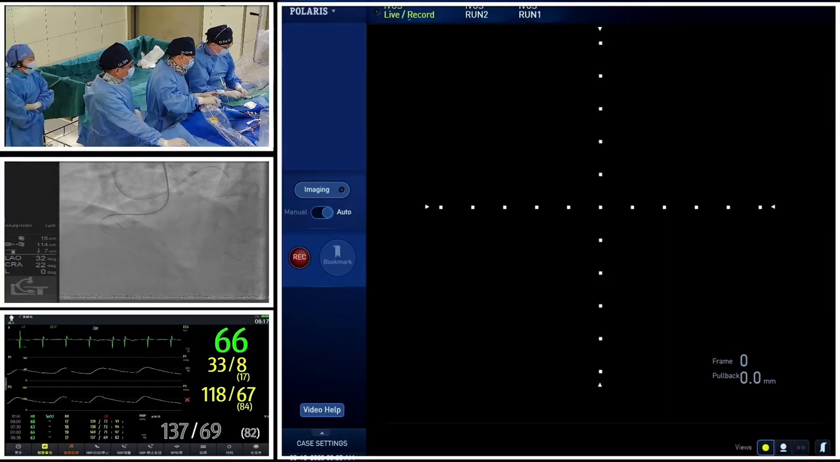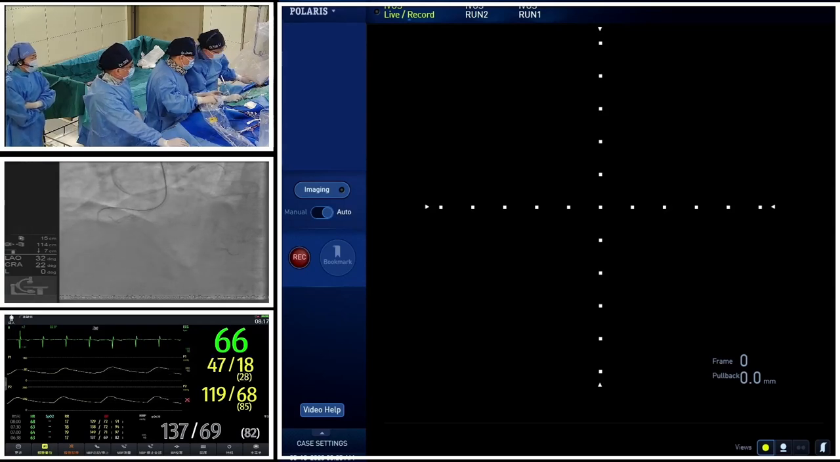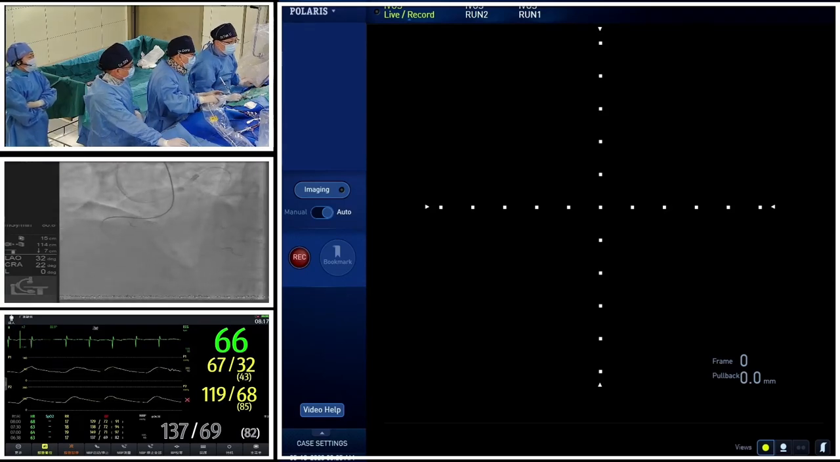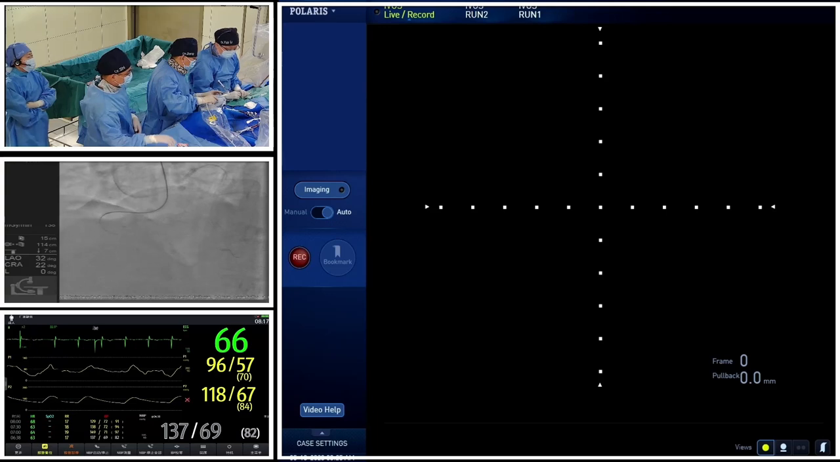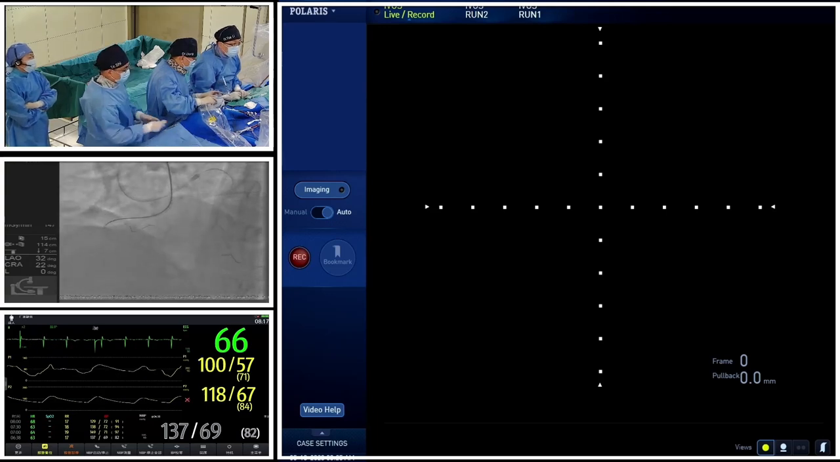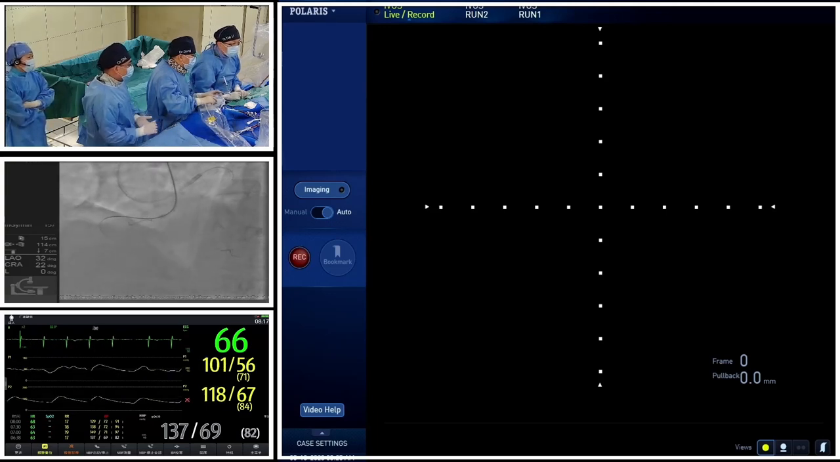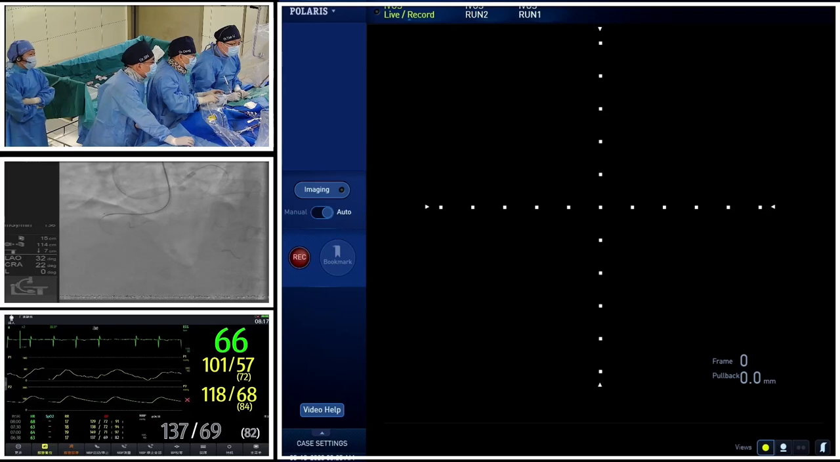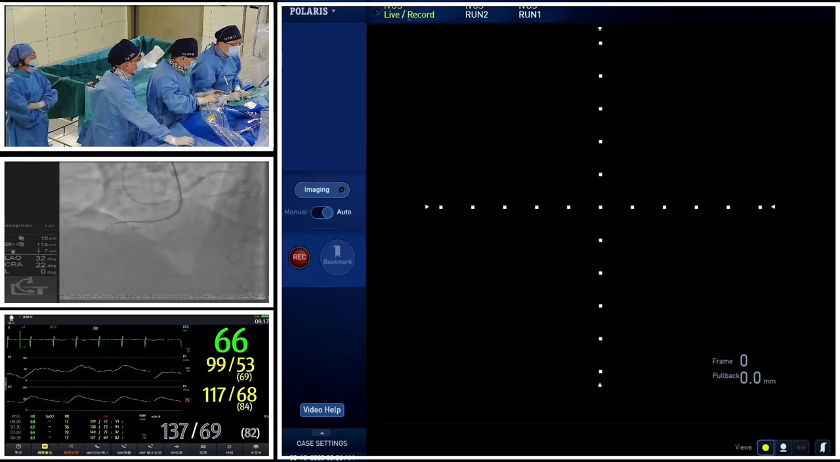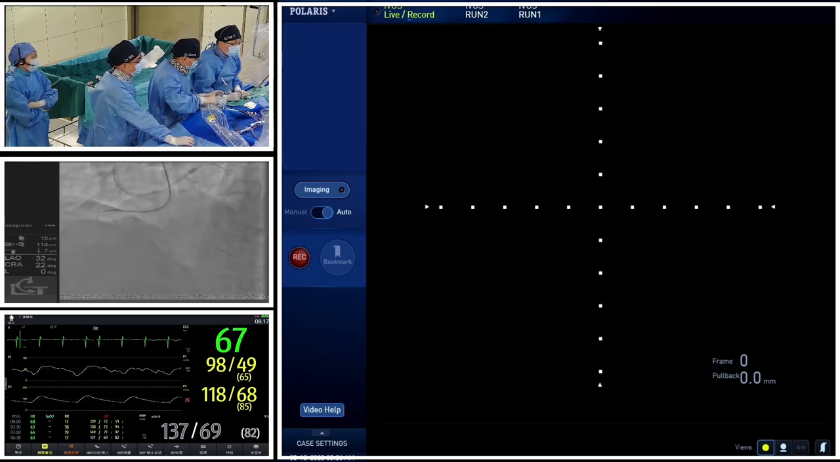So the next step is to use IVUS image to guide the next procedure. We can see that intravascular imaging is of great importance in checking the proximal cap location. We just use it to identify the proximal entry point of the RCA. And next, we are going to use the IVUS to confirm this antegrade wire position to make sure that the proximal entry point is within the true lumen.